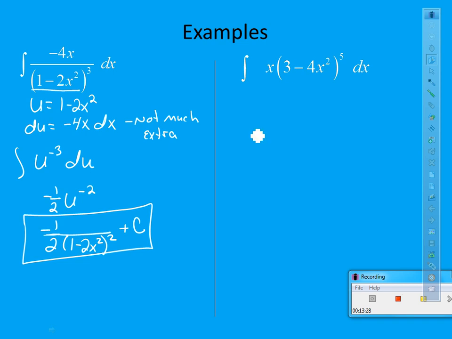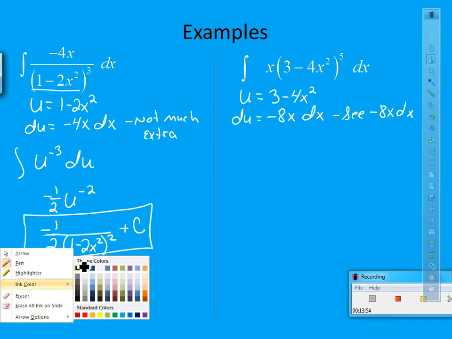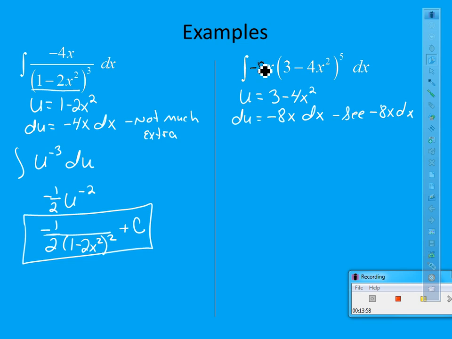Here comes one where I got to tweak it. My u in this case is going to be 3 minus 4x squared. The derivative of u is going to be negative 8x dx. So I need to see a negative 8x dx, and I don't. So what I'm going to do is I need to put a negative 8 right there. Now I see a negative 8x dx. To offset that, I'm going to put a negative 1/8 on the outside, because negative 1/8 times negative 8 is 1.